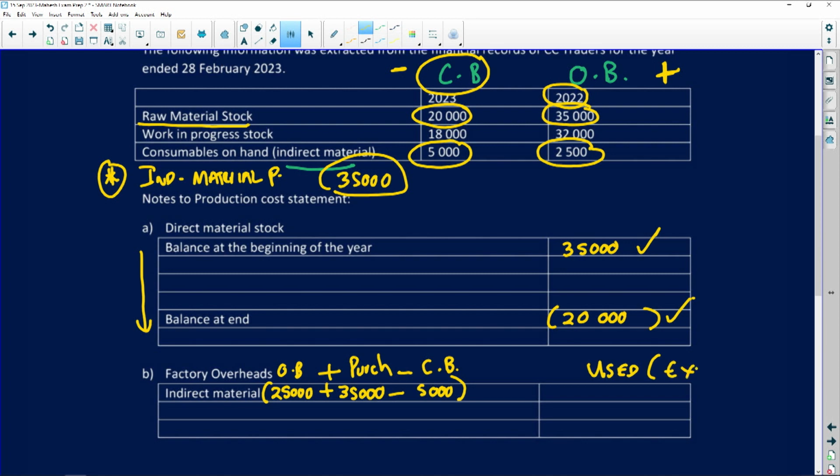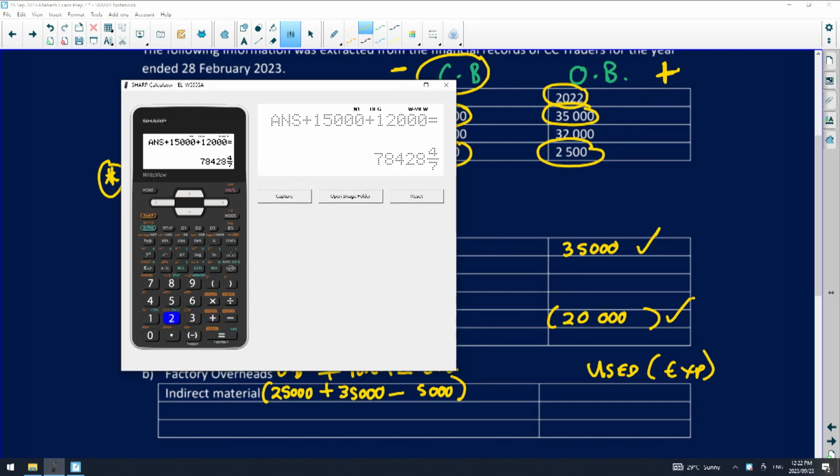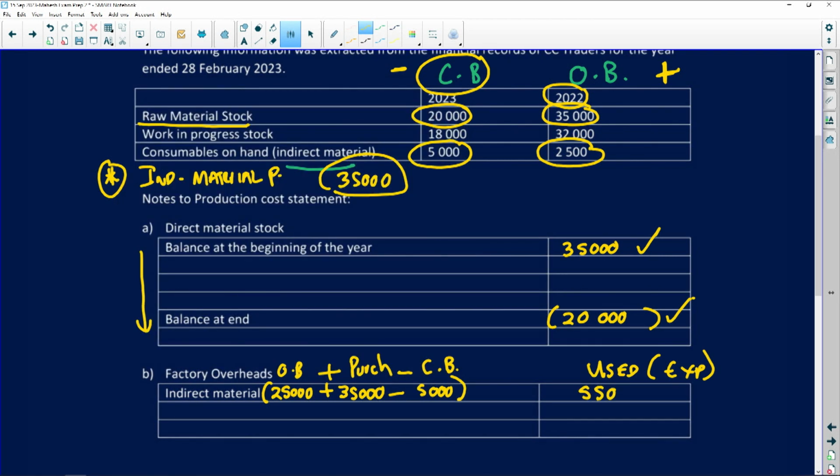What exactly was my expense for the year? So, indirect material expense for the year. Let's pull out our calculator. I just want to quickly clear that. So we've got 25,000. To this, we add what we purchased, 35,000, and then minus the 5,000, and that gives us an amount of 55,000. And this is what I then show in the note. In terms of mark allocation, I would say 4 marks. So 1, 2, 3, 4. That line alone is worth 4 marks.